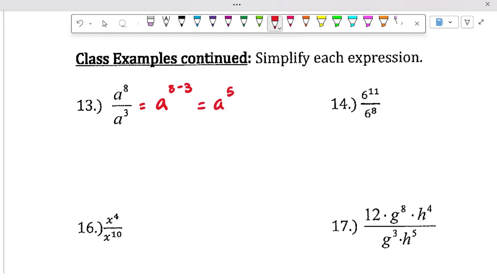Now, where will I put that a to the 5th back? Will I put it in the numerator or the denominator? Where was the big exponent originally? The numerator. So I have a to the 5th over what? What happens to the a to the cubed? Well, eventually it cancels out. So it'd be a to the 5th over 1. Or just a to the 5th.